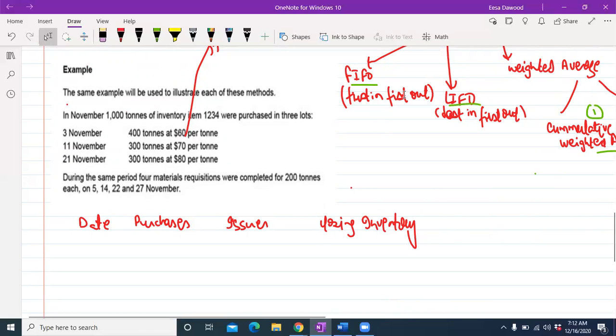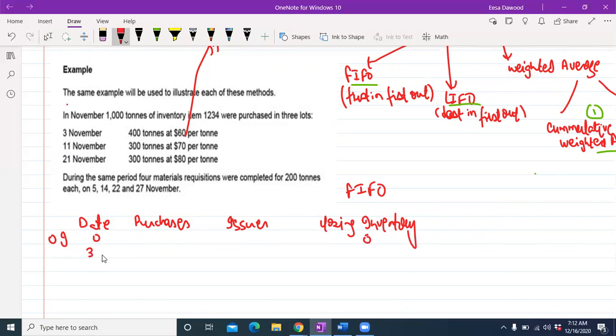Now we are going to calculate the issue price based upon each one of these methods. First, we are going to do the FIFO method, which is first in, first out. The first 200 tons were issued on the 5th. We are going to value it at the earliest price, meaning it goes out from the first batch at 60. As we start, we are not given any opening inventory balance. That means there was nothing in the opening inventory when we started.